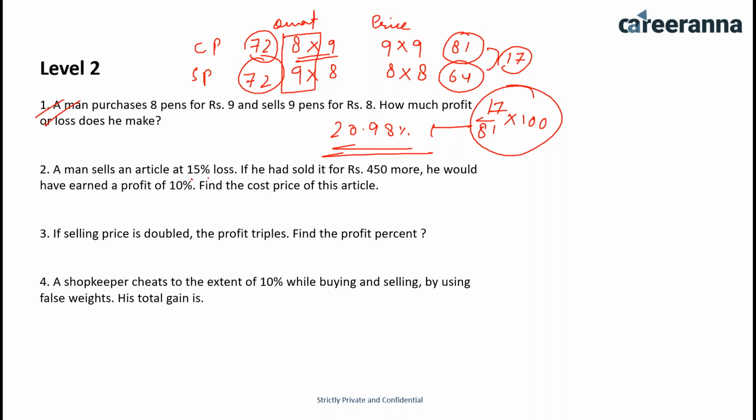Okay, so in this question, we have to understand that a man sells an article at 15% loss. So he must have sold it at 85% of that price. Is it? But the question says if he had sold it for 450 rupees more, he would have earned a profit of 10%. It would be 110%. So the difference is given to be 450 rupees.